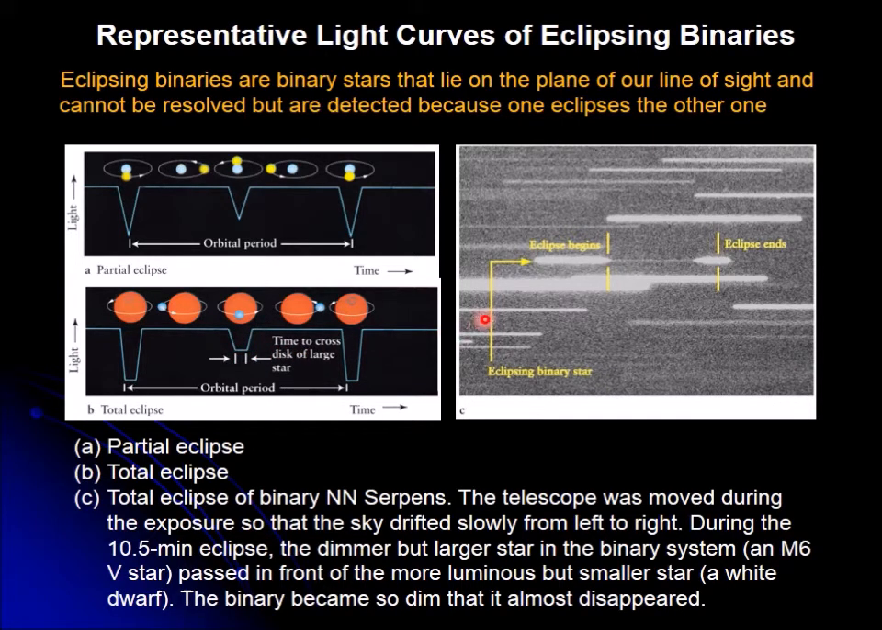We have another case here. In this case, it was taken by a camera that was moved for the duration of the eclipse. So we see here both stars shining, and then one being in front of the other one, and the one in front is much dimmer than the one behind. So it is eclipsing it, dropping the intensity almost to zero, and then it goes back to normal again. So we have partial eclipse, total eclipse, and this is the binary NN Serpentis.